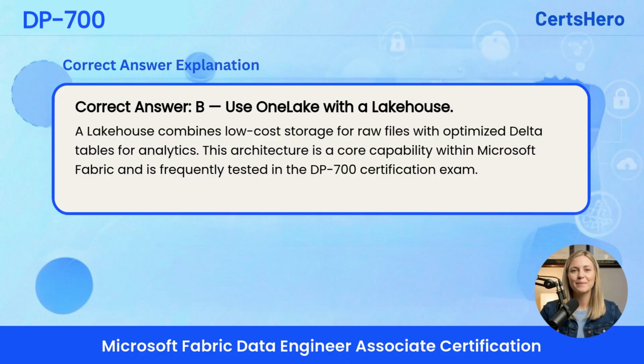Correct answer B. Use OneLake with a Lakehouse. A Lakehouse combines low-cost storage for raw files with optimized Delta tables for analytics. This architecture is a core capability within Microsoft Fabric and is frequently tested in the DP-700 certification exam.